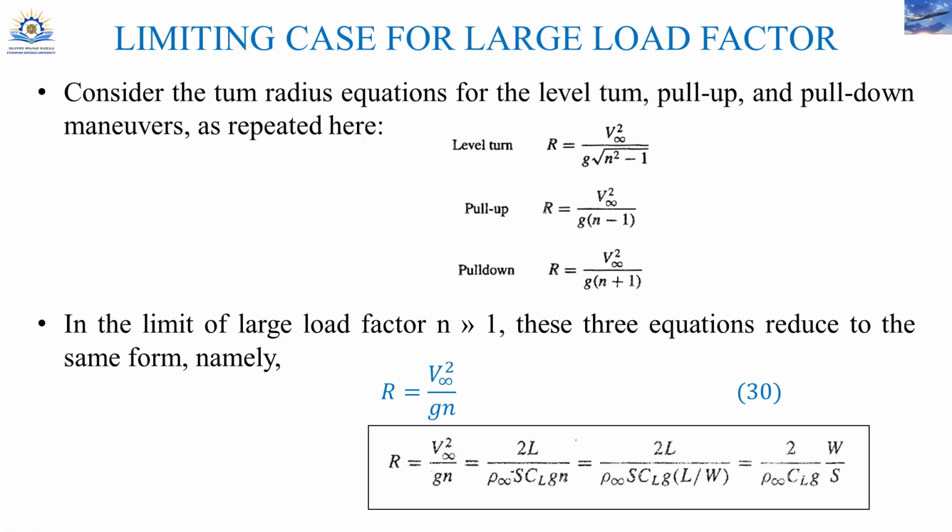N over W is N, right? Unless we cancel lift by lift, lift over weight is N. So N equals 2 times lift over rho S times N. So this N is lift over weight.